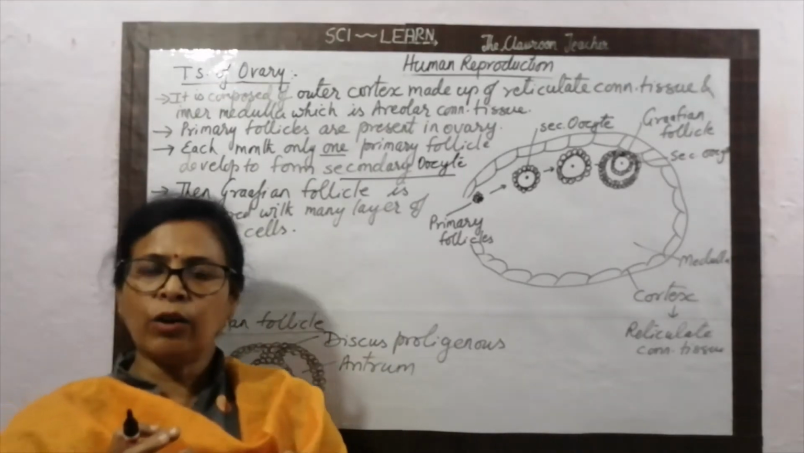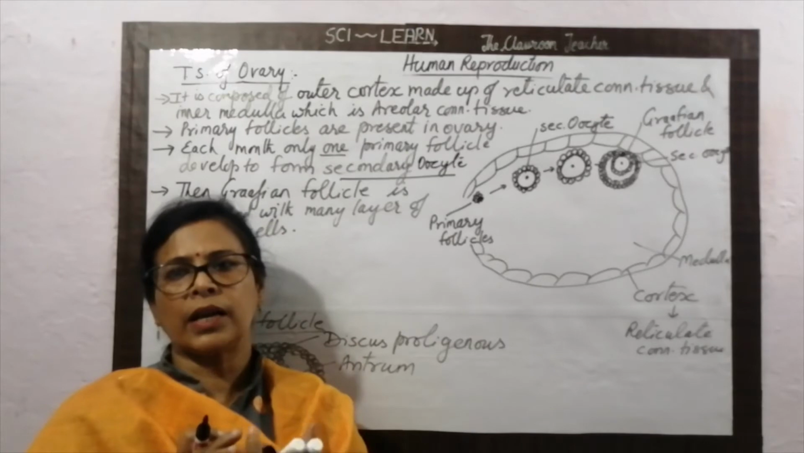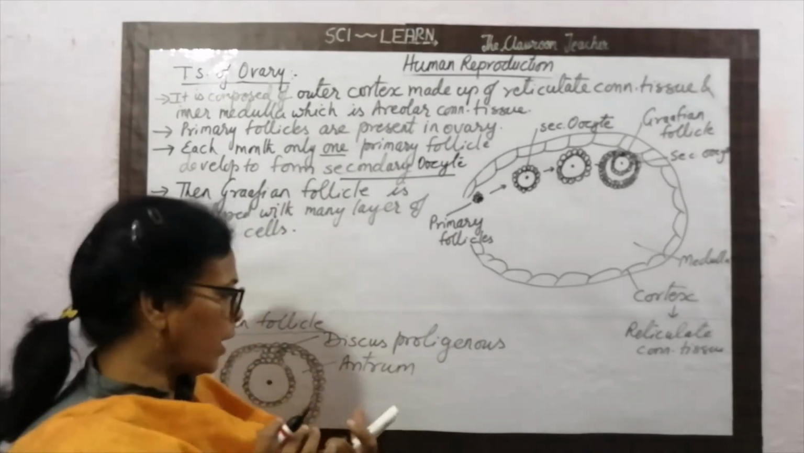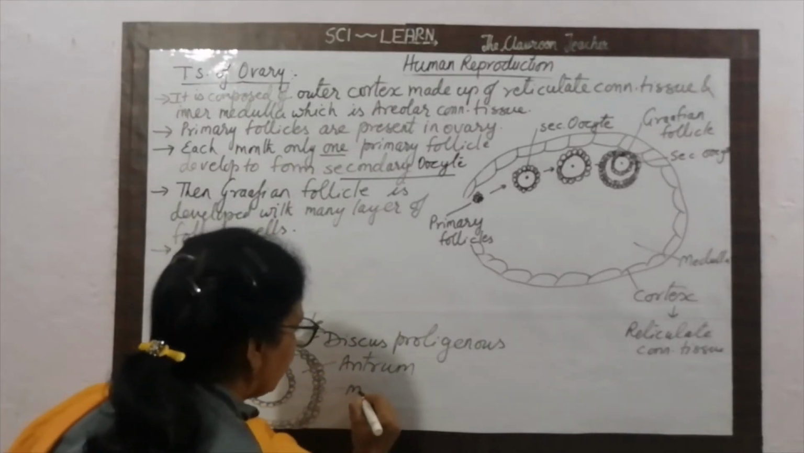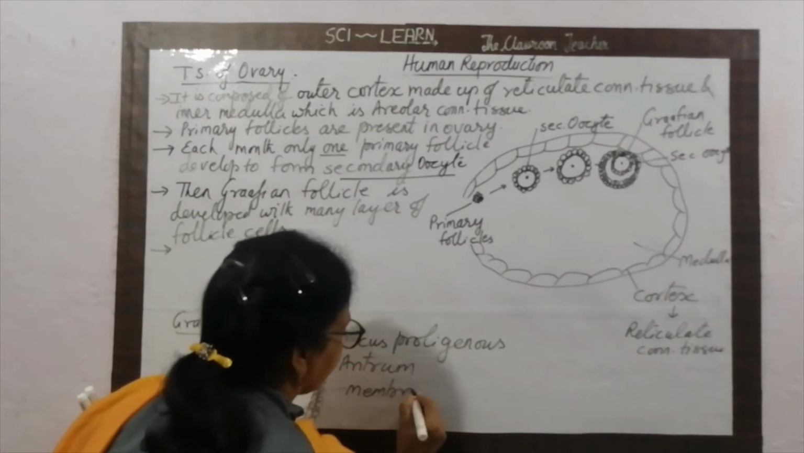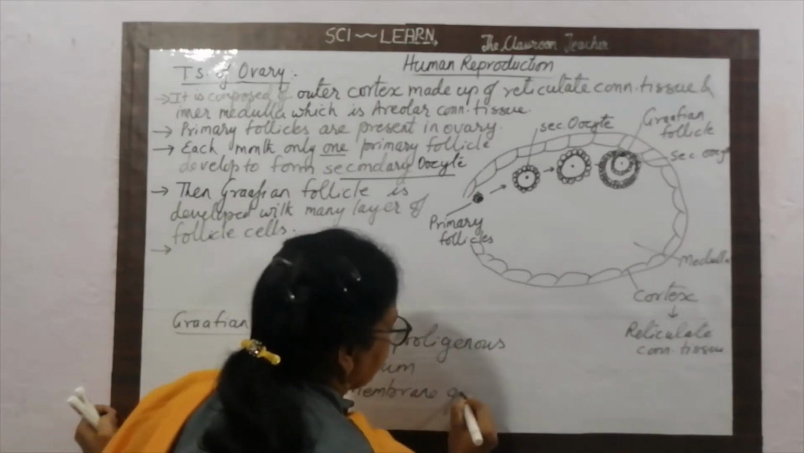The outer layer of the Graafian follicle is called the membrana granulosa. This is called the membrana granulosa.